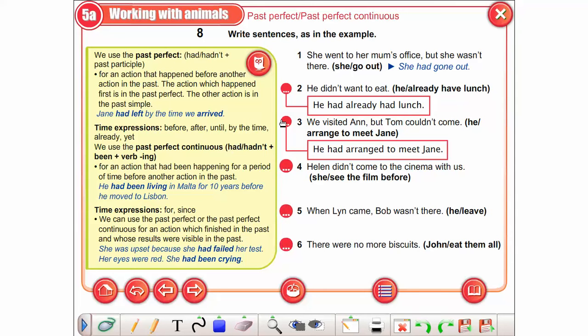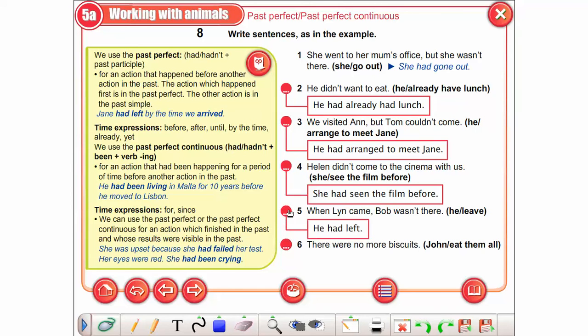Number 4, Helen didn't come to the cinema with us. She see the film before. So we want to form this sentence in the past perfect. So the answer is she had seen the film before. Number 5, when Liam came, Bob wasn't there. He leave. So here the answer is he had left. Number 6, there were no more biscuits. John ate them all. The answer, John had eaten them all.